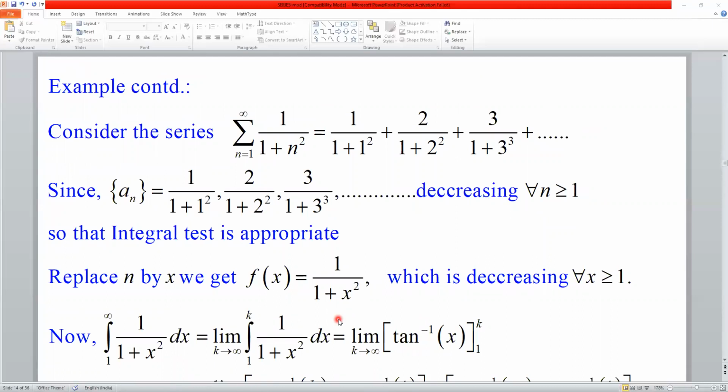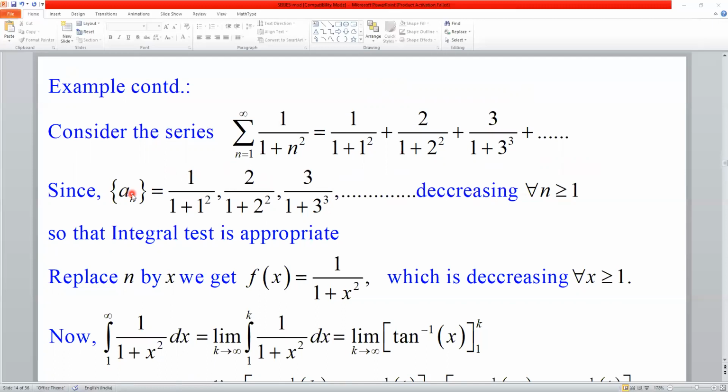Consider the series summation n equal to 1 to infinity 1 by 1 plus n square. That can be expanded as 1 by 1 plus 1 square plus 2 by 1 plus 2 square plus etc. The sequence a_n is a decreasing sequence for all n greater than or equal to 1. How can you say that it is a decreasing sequence? You can observe that here the denominator is bigger than the numerator. Therefore, the denominator grows faster when compared to the numerator. So the sequence is a decreasing sequence.